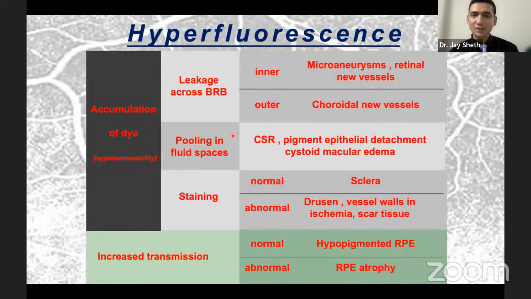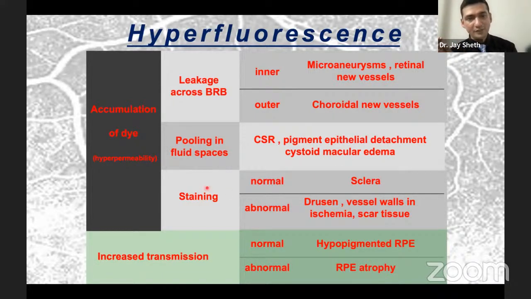Then the accumulation of the dye can happen in pooling. So pooling can be either CSR when it is below the neurosensory retina, or it can be in a PED when it is below the retinal pigment epithelium, or a pooling of the dye can also happen in the cystoid spaces that is there in a CME, like a pseudophakic CME. That is where we see the petaloid appearance that is there.